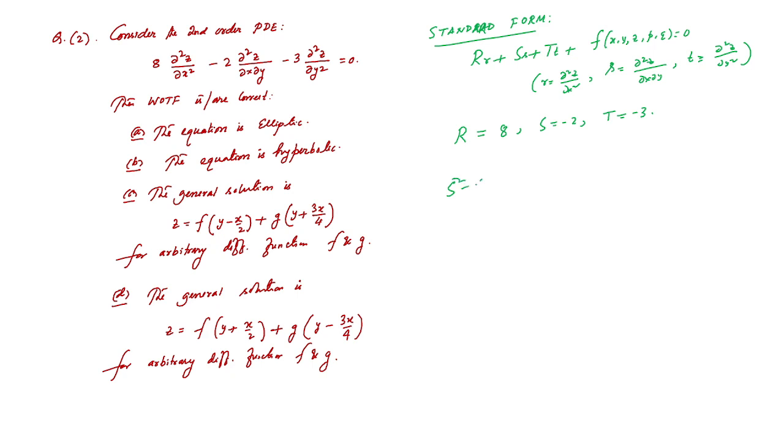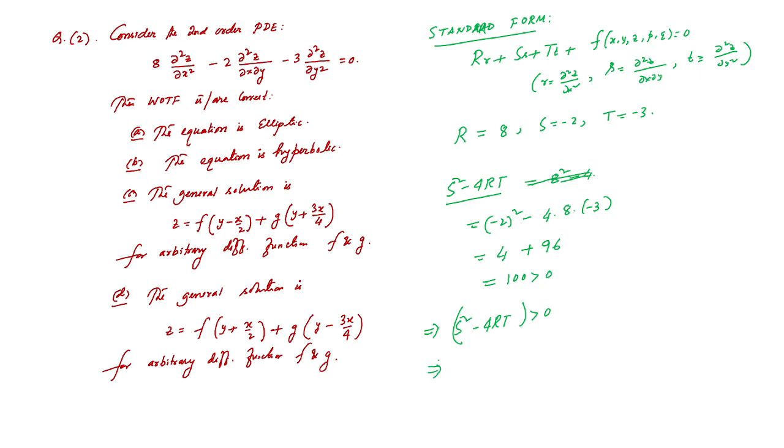So now we will calculate s square minus 4rt. That means, sorry, s square: minus 2 square minus 4, r is 8 and t is minus 3. That will be 4 plus 96, so that means it will be 100. And obviously this is greater than 0. So what we observed, s square minus 4rt, the discriminant, is greater than 0.